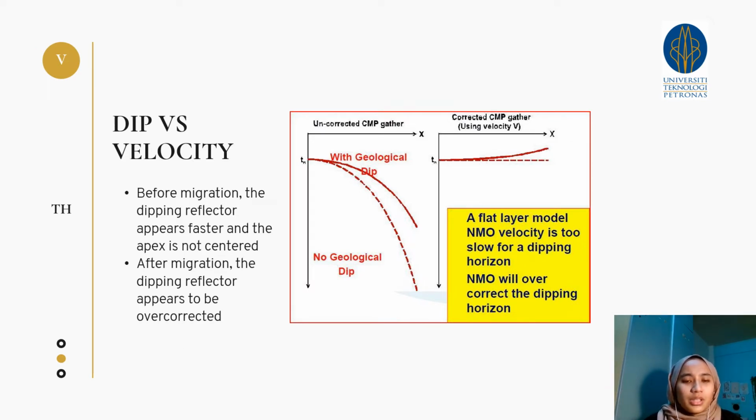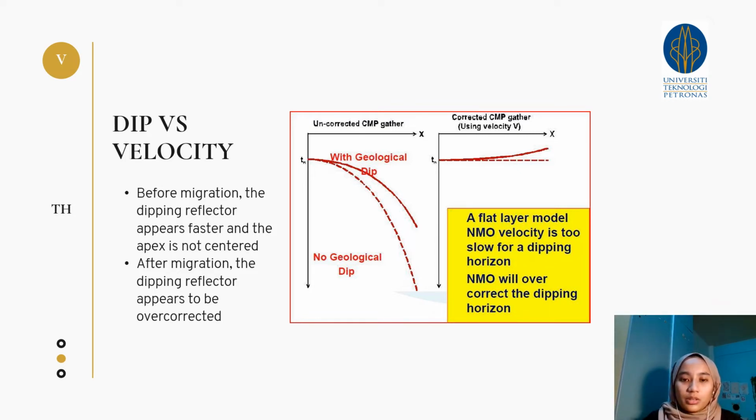Okay, so proceeding to the dip versus velocity. As we all know, before migration, the dipping reflector appears faster because the apex is not centered. After the migration, the dipping reflector appears to be overcorrected. As we can see on the graph, the left graph is the uncorrected CMP gather, where the graph is inversely proportional to the depth, where no geological dip, which is a flat reflector, is in the dotted line, and the red line is a dipping reflector with the geological dip.